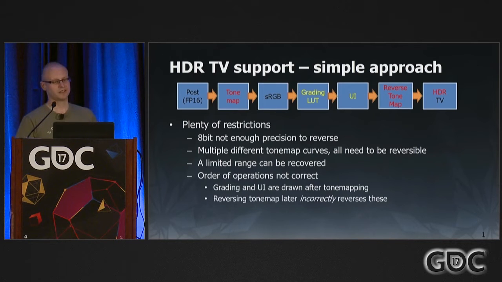But really, the order of operations aren't correct. And if you look at this diagram, the yellow boxes are the troublesome ones. So we would do the tone map, the sRGB conversion, then the grading and the UI. Then when we reverse the tone map, we also reverse the UI, which wasn't tone mapped. And we reversed the grading LUT, which wasn't tone mapped. So we've applied a transformation that's in the wrong place, and this will cause problems as well.